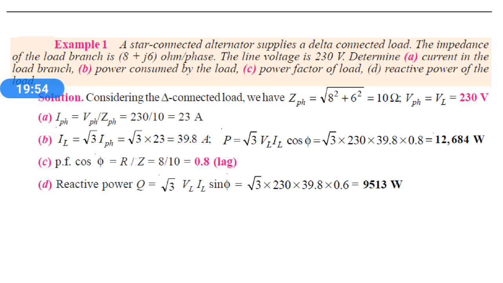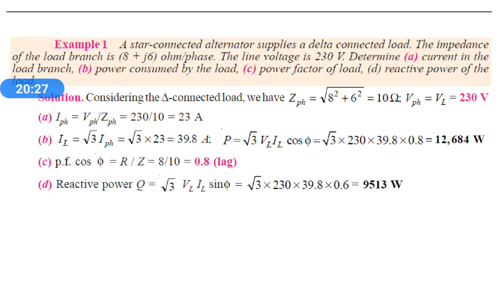So these 3 points always remember. So in this problem, a star connected alternator supplies a delta connected load. The impedance of the load branch is 8 plus j6 ohm per phase. The line voltage is 230 volt. Determine first one current in the load branch, second one power consumed by the load, third one power factor of the load, fourth one reactive power of the load.